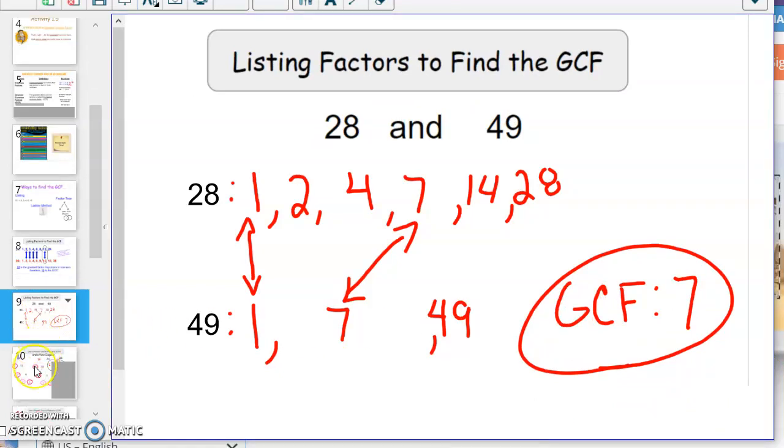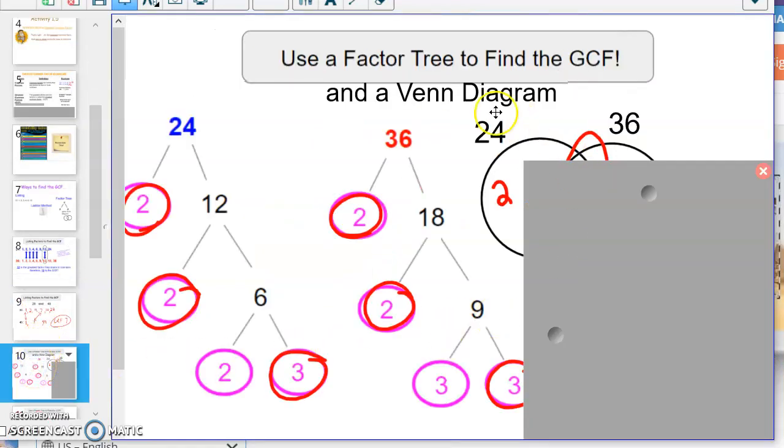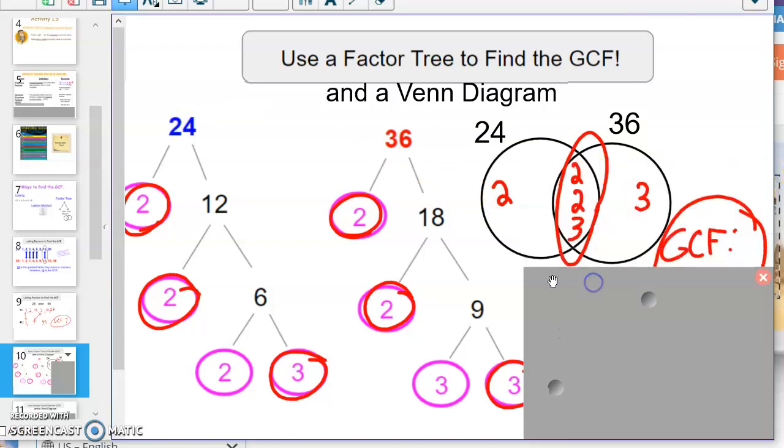All right, the second method I'm going to show you involves using a factor tree and then a Venn diagram to find the GCF. So I made a factor tree of both 24 and 36 like we've been working on in class. Well, then I fill in numbers from my factor tree into this Venn diagram. So I see that they both have a 2 in common, so I put that in the middle section. I see that they both have another 2 in common, so I put that in the middle section. And I see that they both have a 3 in common, so I put that in the middle section.